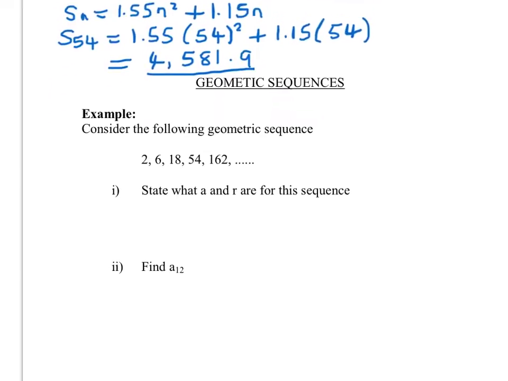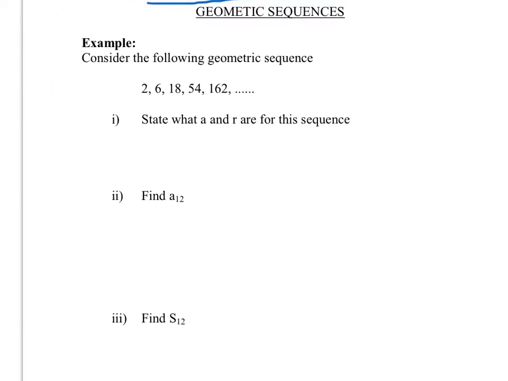Now let's move on to the next section, and here I'm introducing geometric sequences. A geometric sequence is an array of numbers in which each term is formed by multiplying the preceding term by a fixed number. It's called a geometric sequence, or also can be called a geometric progression, shortened sometimes to a GP. Let's look at the first example.